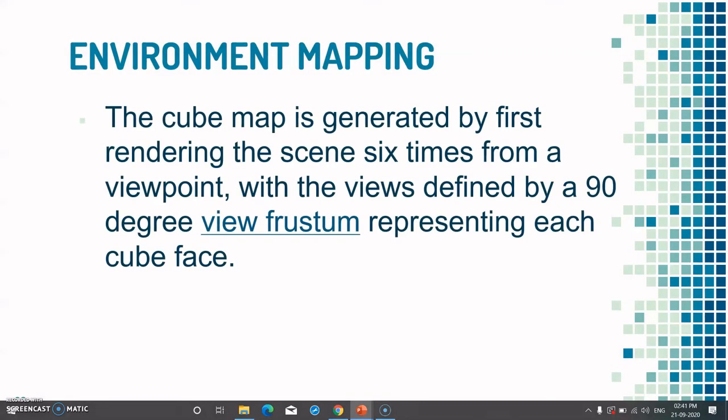The cube map is generated by first rendering the scene 6 times from a viewpoint, with the views defined by a 90-degree view frustum representing each cube face. Let's see what a view frustum is. The frustum is the region of space in the modeled world that may appear on the screen. I'll say it more clearly. In short, it is the field of view of a perspective virtual camera system, known as the view frustum. We will have a perspective virtual camera system to view the scene.